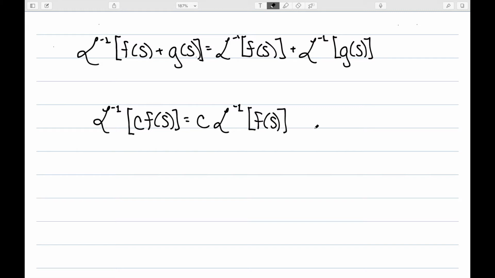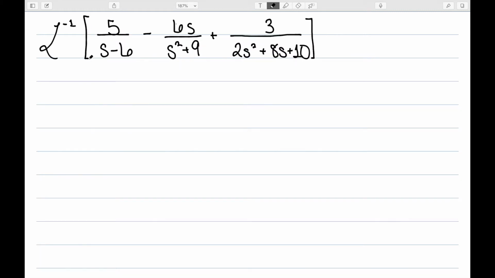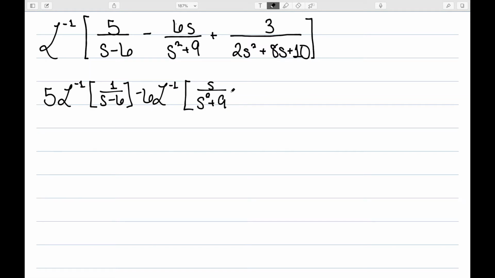So let's look at some examples of this. Here I want to take the inverse Laplace transform of this thing here. So linearity tells me I can write this as 5 times the inverse transform of 1 over s minus 6, minus 6 times the inverse transform of s over s squared plus 9, plus 3 over 2, since the denominator has a 2 in common, times the inverse transform of 1 over s squared plus 4s plus 5.